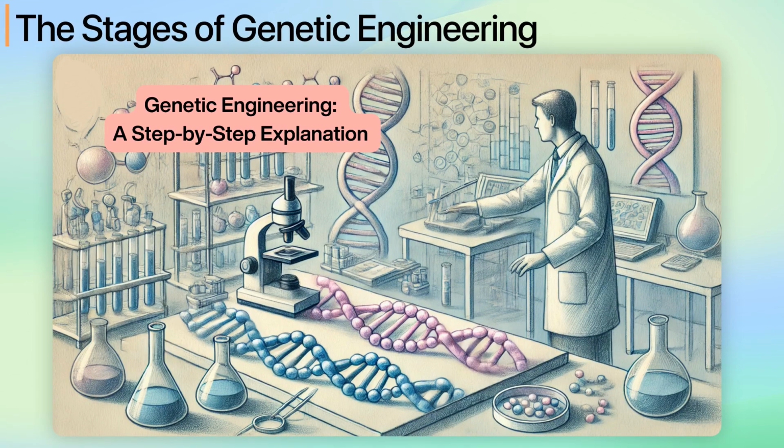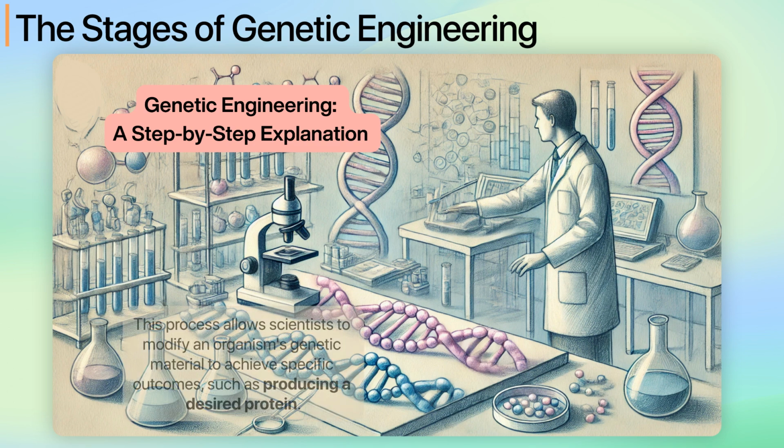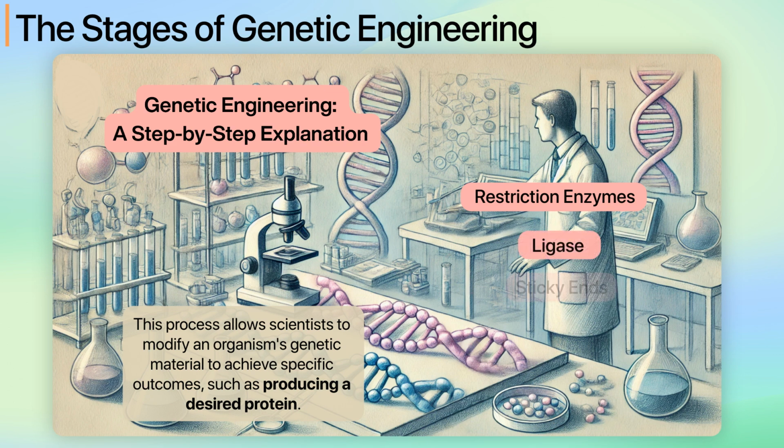Today, we'll look at the fascinating process of genetic engineering in more detail, a powerful tool in modern biology. This process allows scientists to modify an organism's genetic material to achieve specific outcomes, such as producing a desired protein. We'll break down this process into clear stages, highlighting the roles of restriction enzymes, ligase, sticky ends, and vectors.